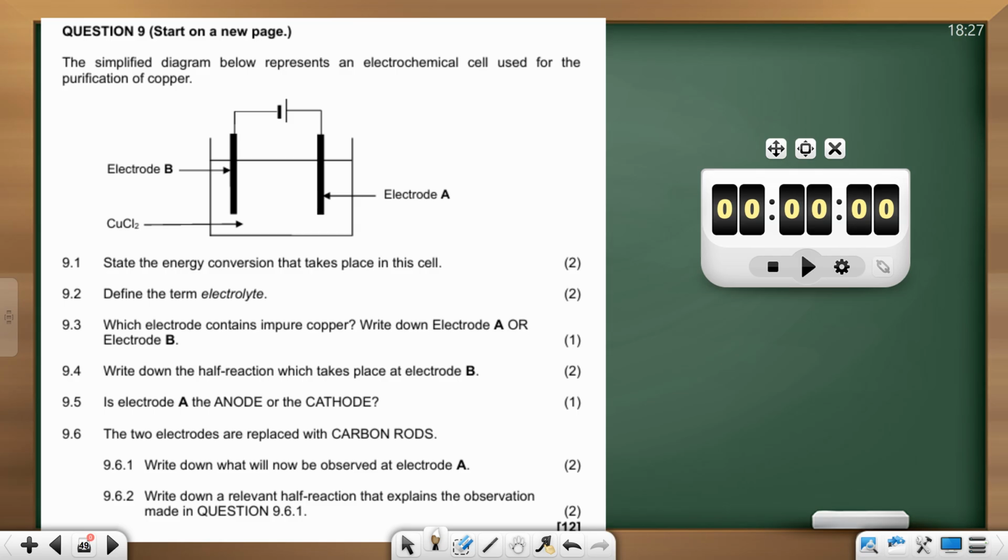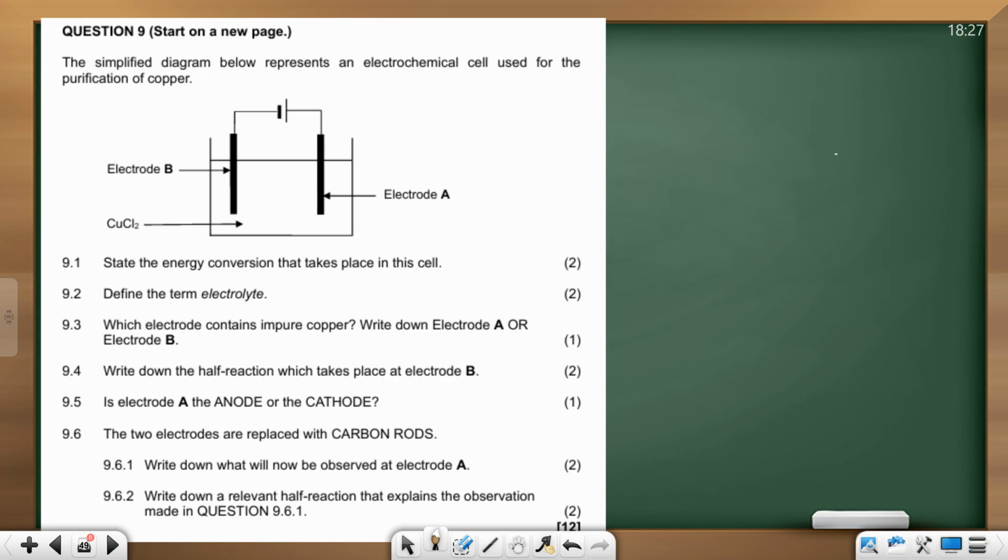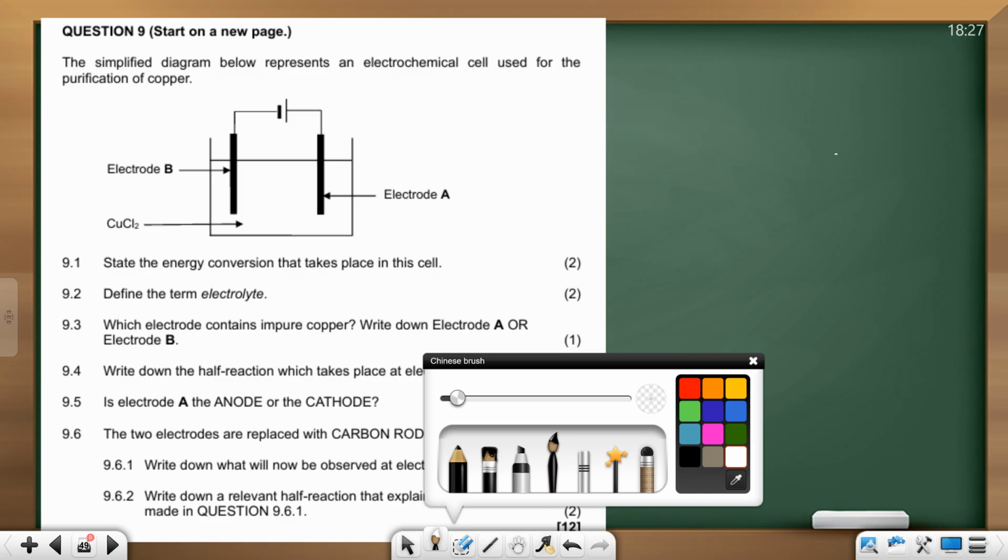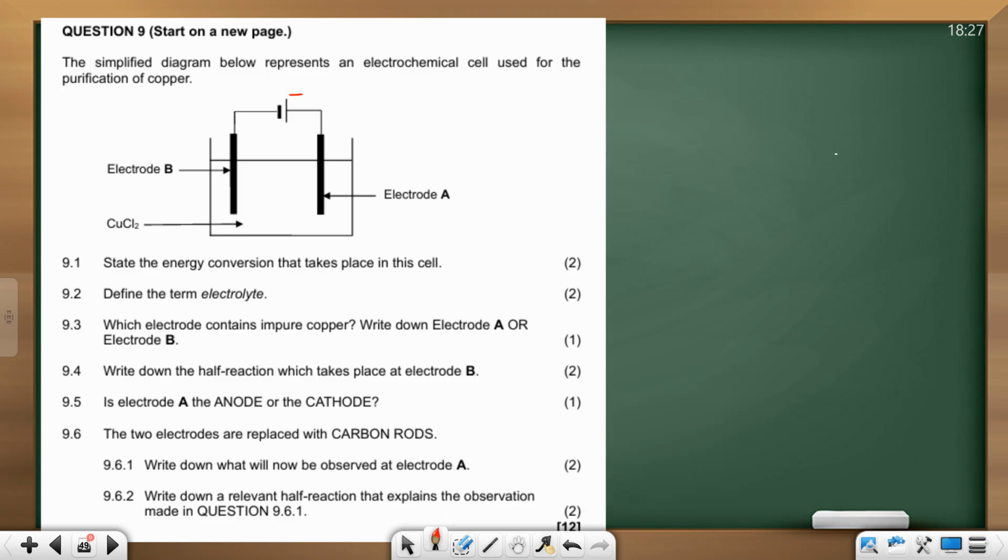Okay, guys, I hope we're done. Let's answer quickly. The simplified diagram below represents an electrochemical cell used for the purification of copper. And I'm glad we just did purification, right? First thing I need to see is what? An electrolytic cell. You know what I will do? I'll put a plus there and I'll put a minus there. And this is now my anode.